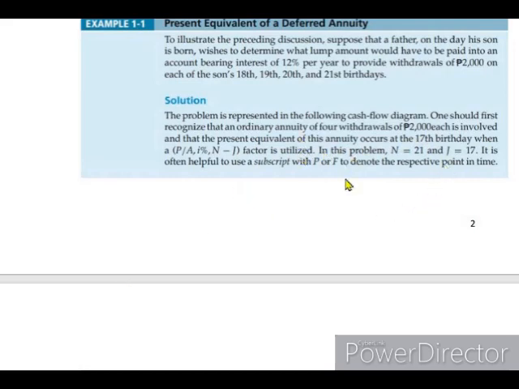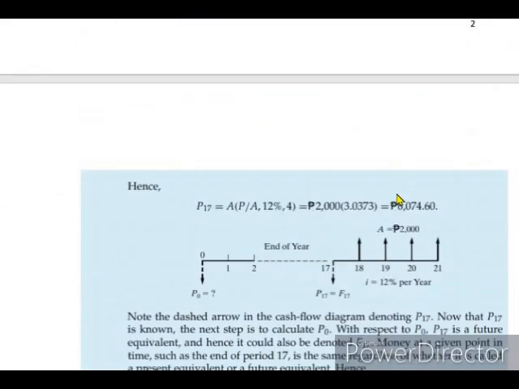Okay? So ito yung formula, yung (P/A, i%, N minus J) factor is utilized. So, in this problem, ang N niya ay 21 kasi pinakadulo ay 21. Tapos, yung J niya ay 17. Okay? So, paano nga ulit nakuha yung 17? Siya yung 1 period before yung pinakaunang period. Okay? So, it is often helpful to use a subscript with P or F to denote the respective point in time. So, gagamit tayo ng subscript.